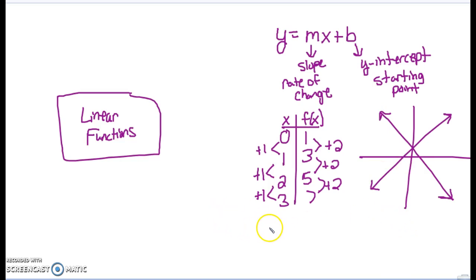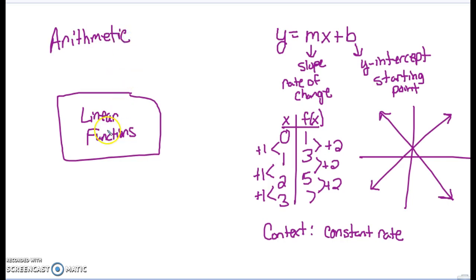Context, if you want to talk about the context, we're talking about anything that goes up at a constant rate. Constant rate. It can go up or down at a constant rate. Okay. The definition, I'm going to skip that. That's just words, and Miss Baker's not good with words. I'm going to stick with this stuff right here. We can say that as a sequence, this is arithmetic.